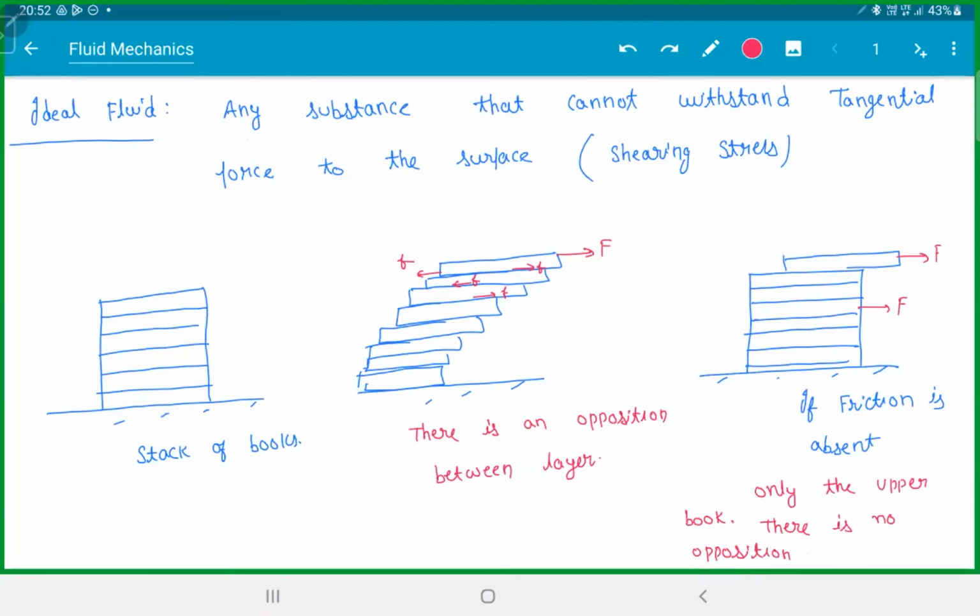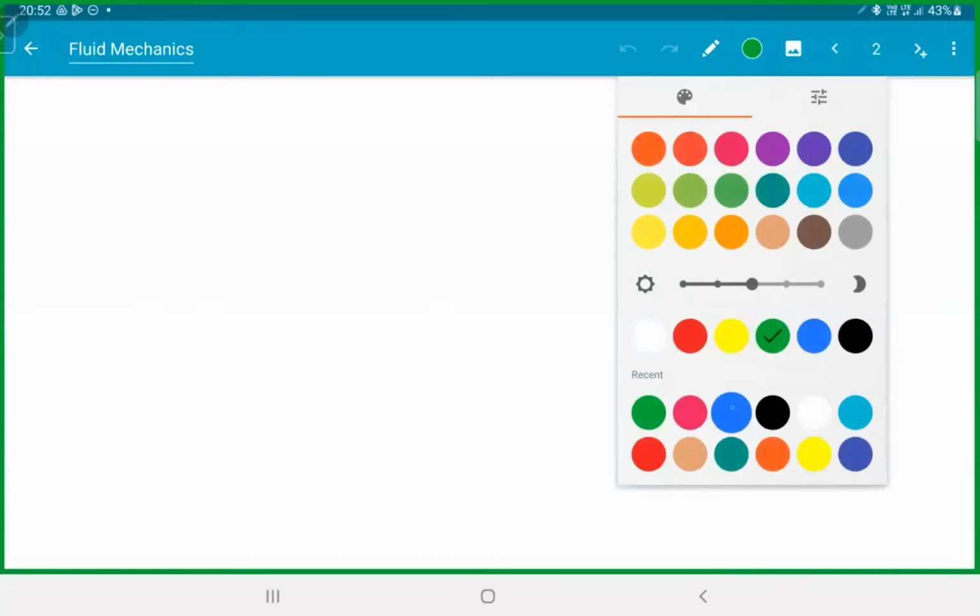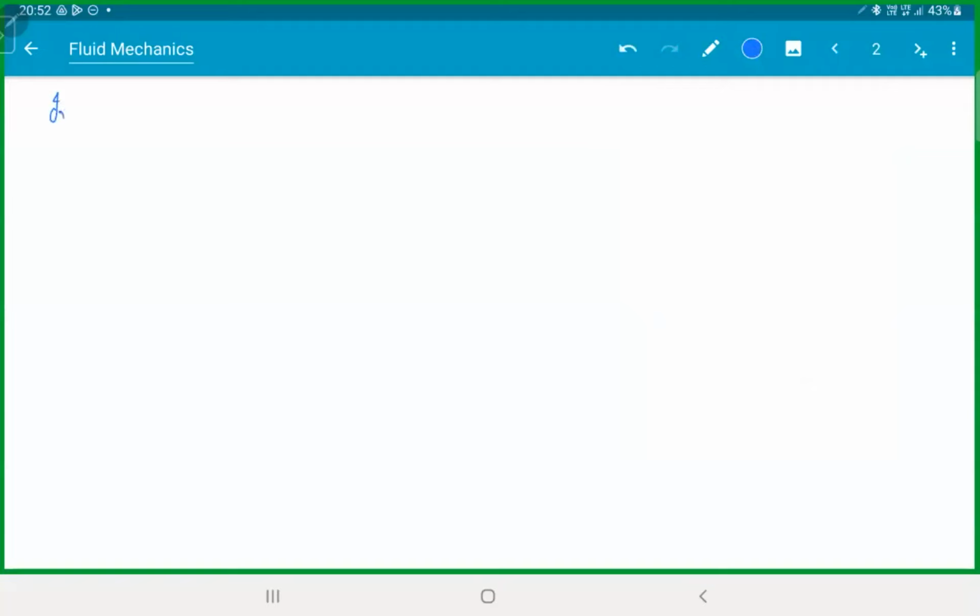So the second one will act as the ideal. This is an ideal fluid now. This is similar to an ideal fluid. Clear? Then, now this is an important statement. In an ideal fluid, there is no interaction between the layers.